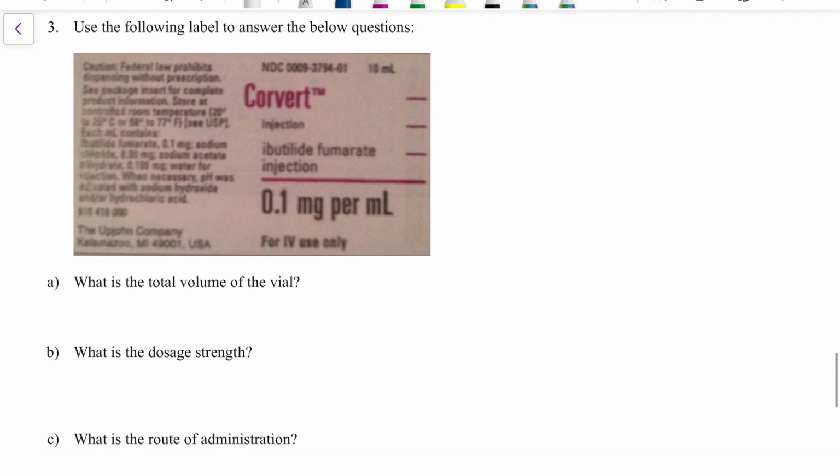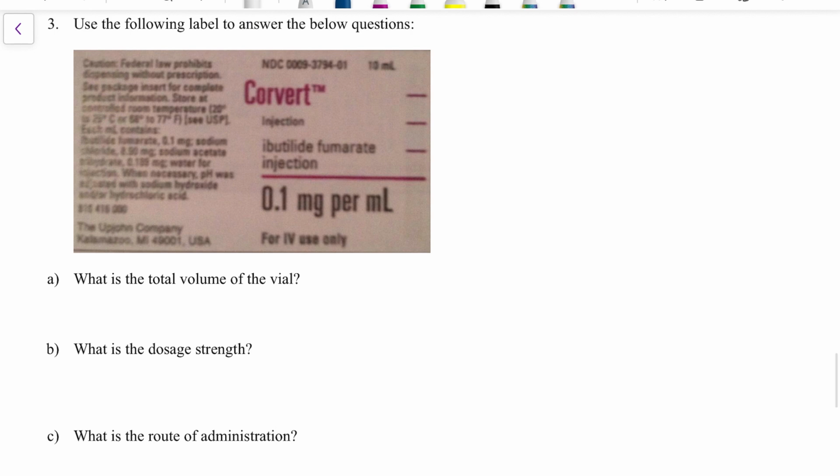Okay. And a last question here. We're looking at this picture, and we have a couple questions we need to learn about it. So what is the total volume of the vial? We're looking at this picture, and we can see that right here. So 10 milliliters is the whole volume of the vial. So the dosage strength is here. It can be easy to mix those two numbers up.